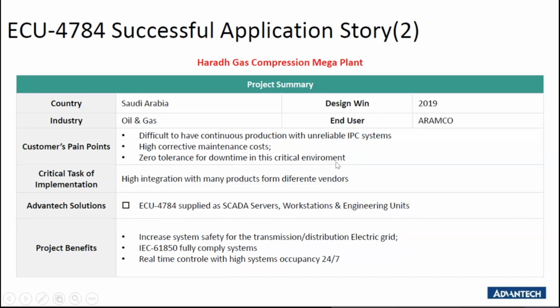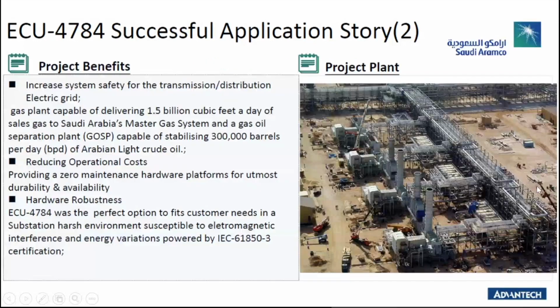So our ECU 4784 supply as a SCADA server, workstation, and engineering. So for this, as you see, this is the plant. By using our ECU, we increase the system safety for the transmission and distribution electric grid. And we also reducing the operation cost by providing a zero maintenance hardware platform. And we also provide the robust hardware in this so-called harsh environment.